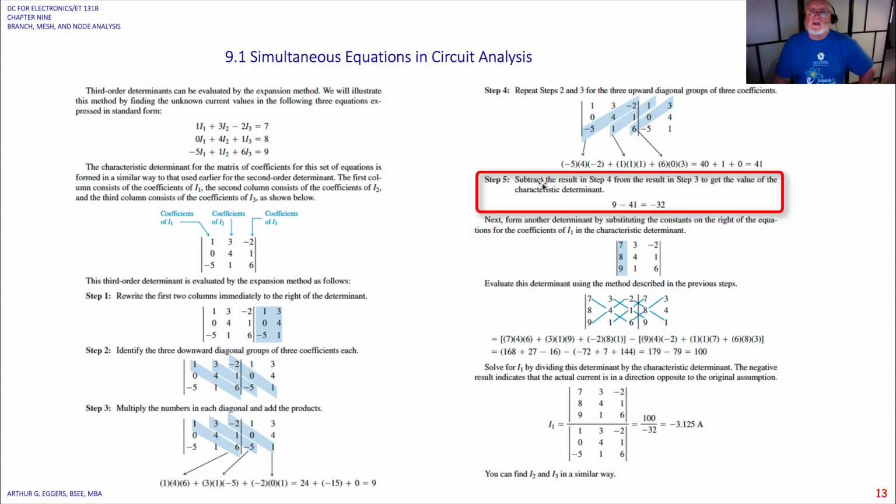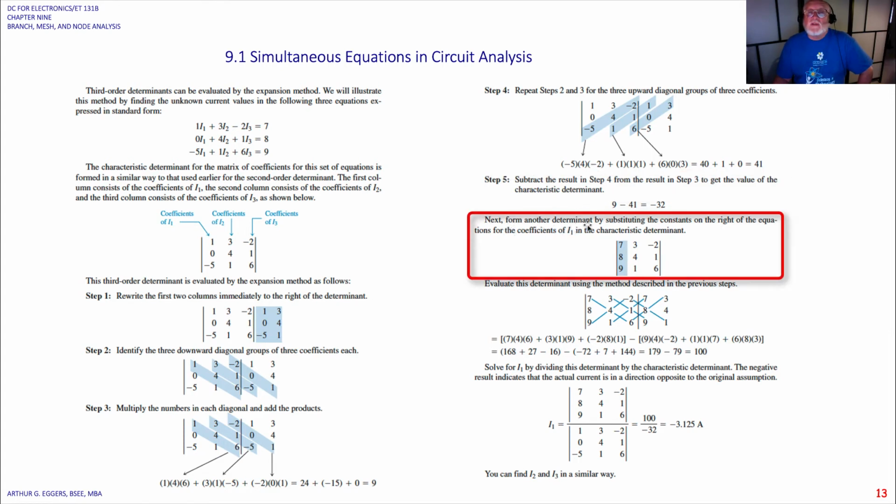So now we subtract the result from step 4 from the result from step 3 to get the value of the characteristic impedance: 9 minus 41 gives us minus 32. So that becomes our characteristic impedance for this 3 by 3.